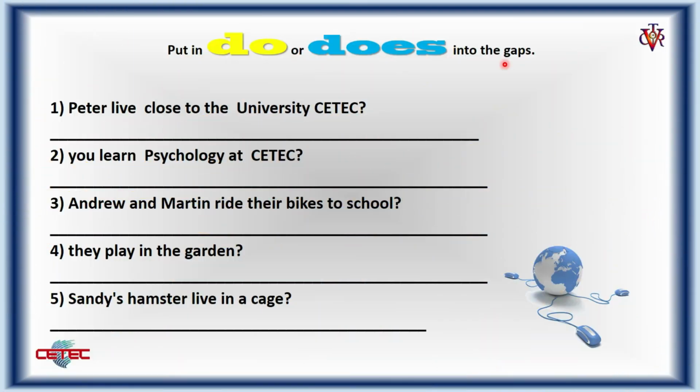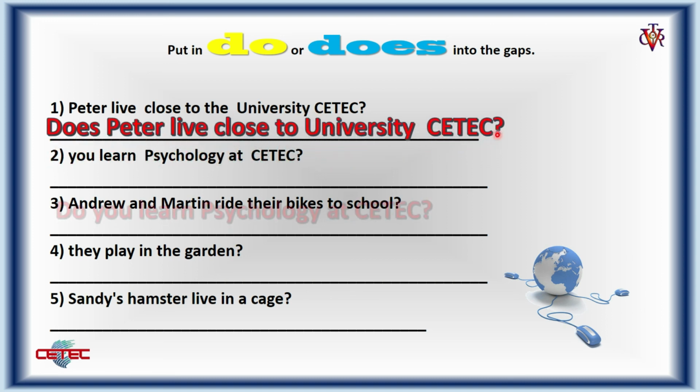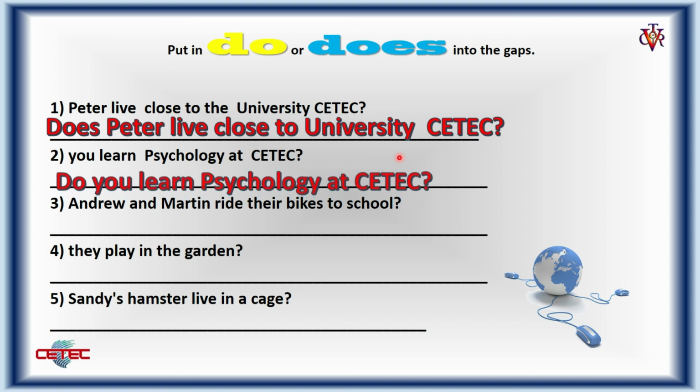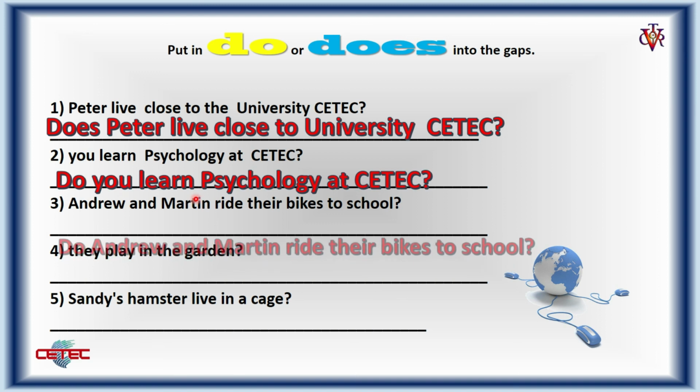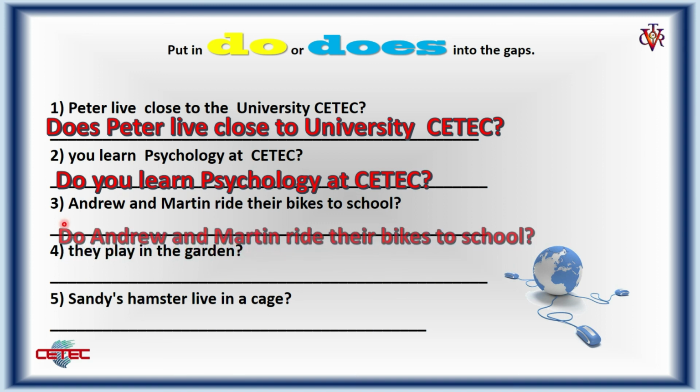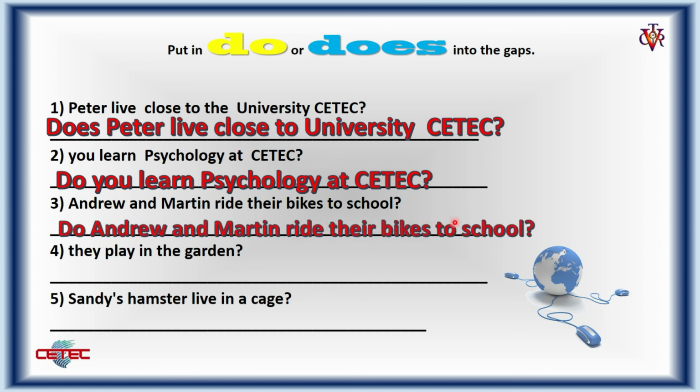Homework: do or does into the gaps. Read carefully the sentence and you have to use do with the subjects I, we, you, they. You have to use does with the subjects he, she, it. Read carefully. Peter lives close to the university CETEC. Does Peter live close to the university CETEC? Number 2. Do you learn psychology at CETEC? Number 3. Andrew and Martin is plural. So now, do Andrew and Martin ride their bikes to school?